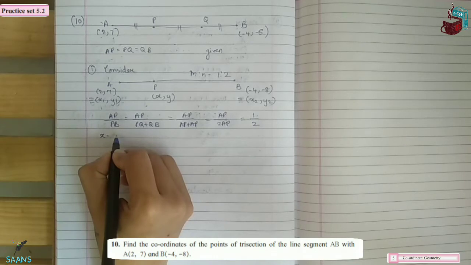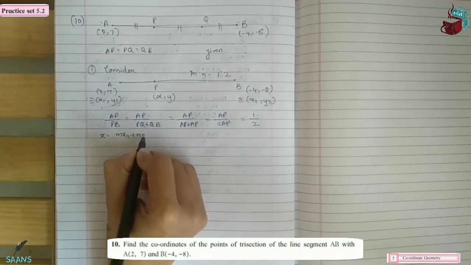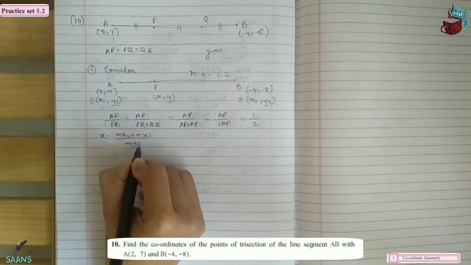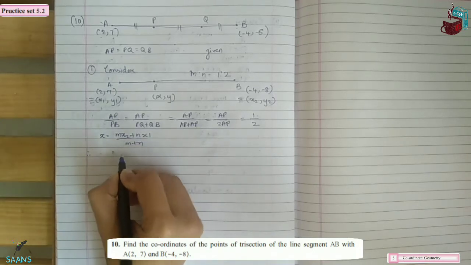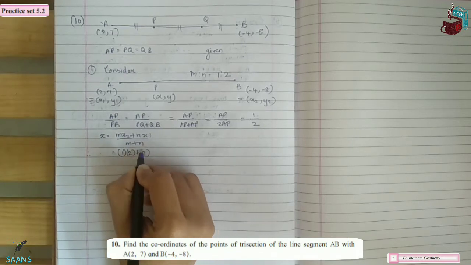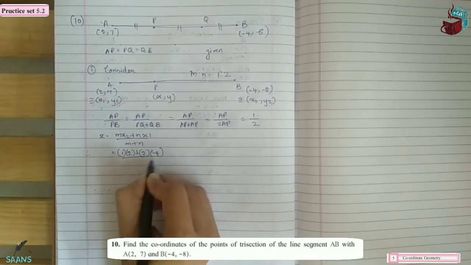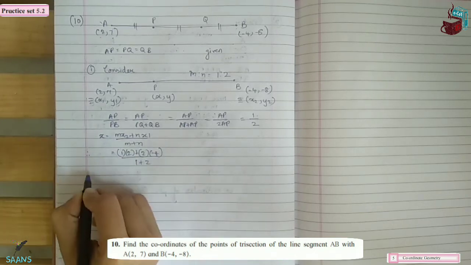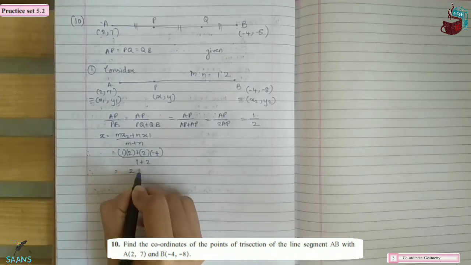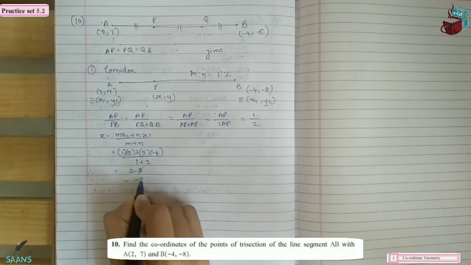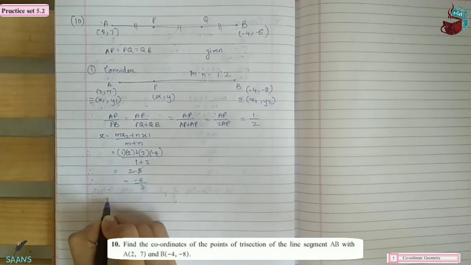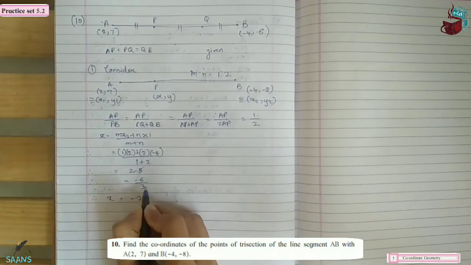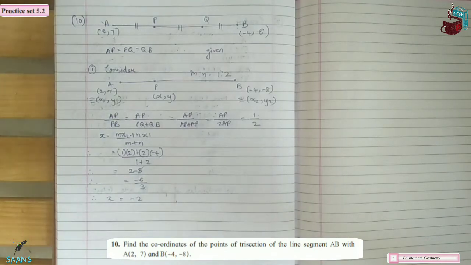X is equal to mx2 plus nx1 upon m plus n. Therefore, that is equal to m is 1, 1 into 2 plus 2 into minus 4 upon 1 plus 2. Therefore, that is equal to 2 minus 2 4s are 8. Therefore, that is equal to minus 6 upon 3. Therefore, x is equal to minus 2.